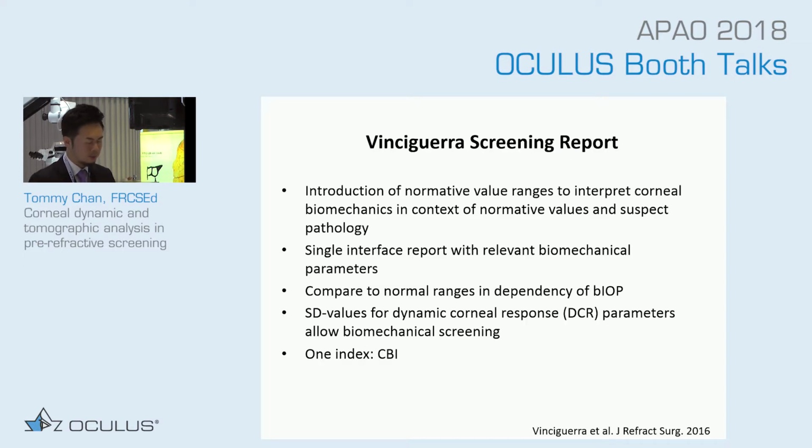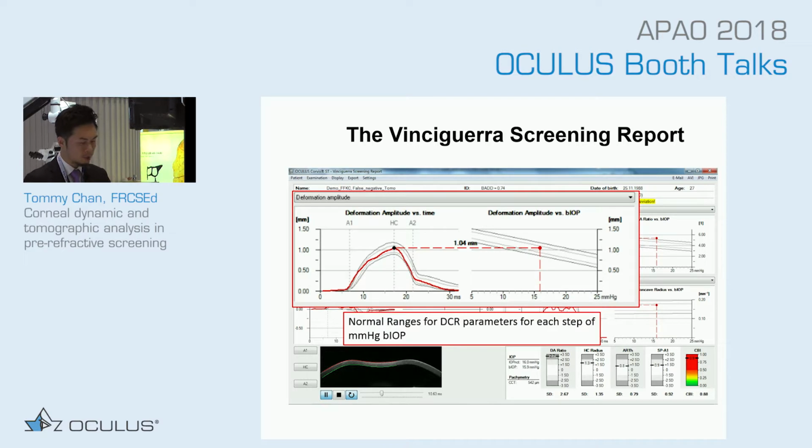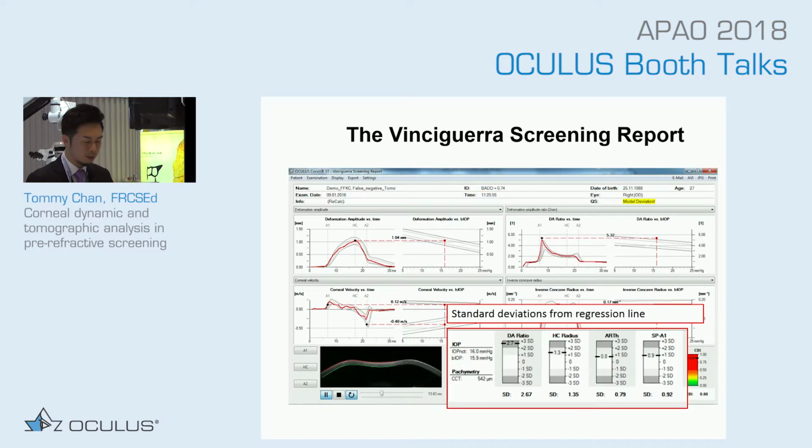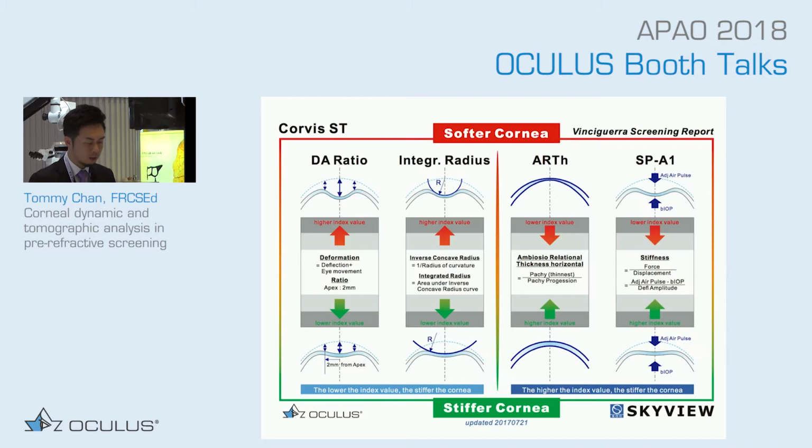With these parameters, the Vinciguerra group formulated the Vinciguerra screening report, which shows the different Corvis parameters. Here they also give you the so-called Corvis Biomechanical Index, which ranges from 0 to 1, and it is also color-coded. This figure explains the different values, thanks to Skyview, who made this very nice graph.